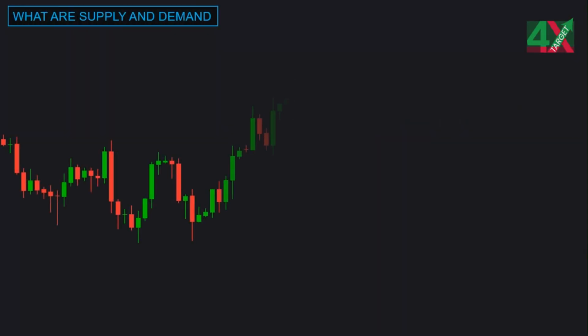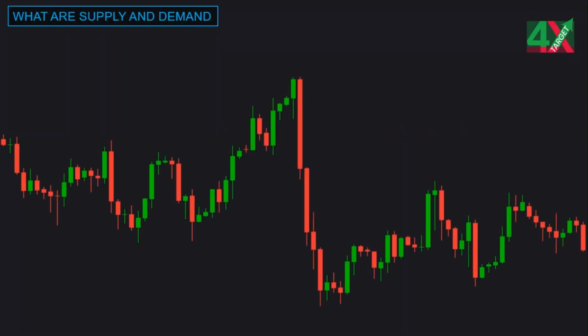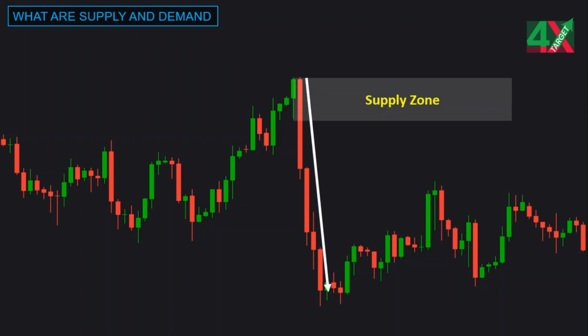In trading, every price movement comes down to one simple force: the battle between buyers and sellers. A supply zone is an area on the chart where sellers are in control. Price previously dropped sharply from this zone, indicating that strong selling pressure was present. This happens when there are too many sell orders and not enough buyers to absorb them. As a result, the price falls rapidly, and this sharp move forms a supply zone.